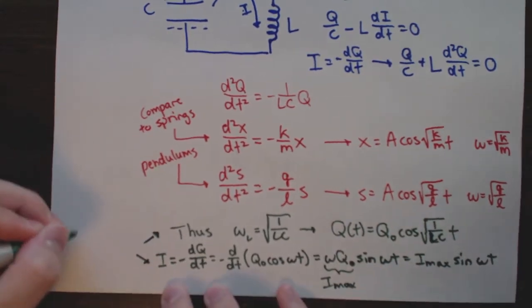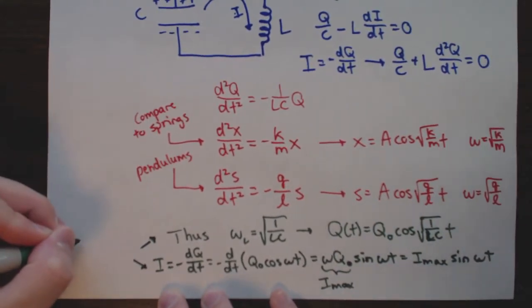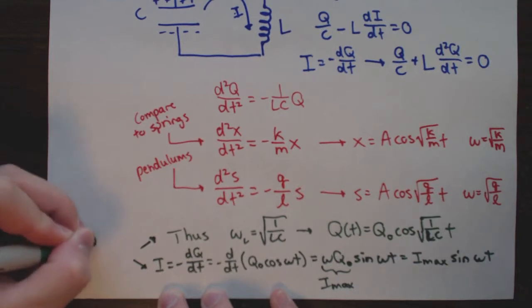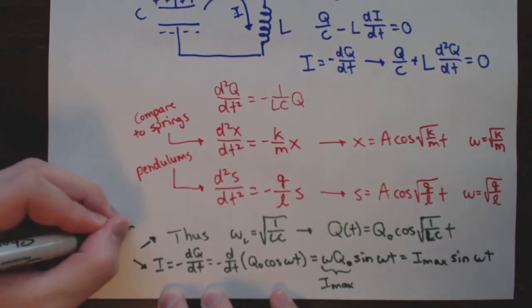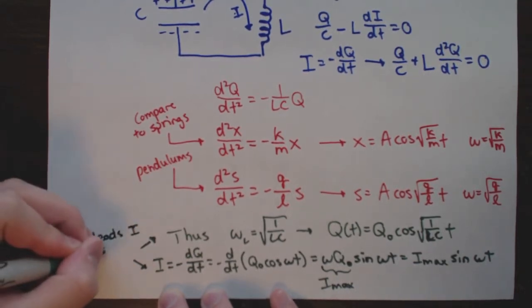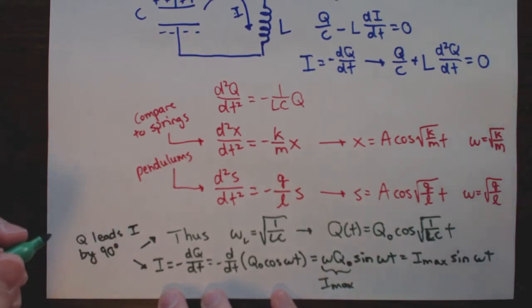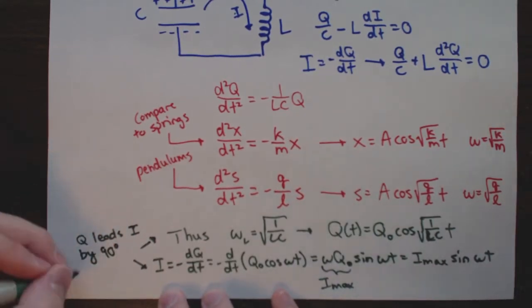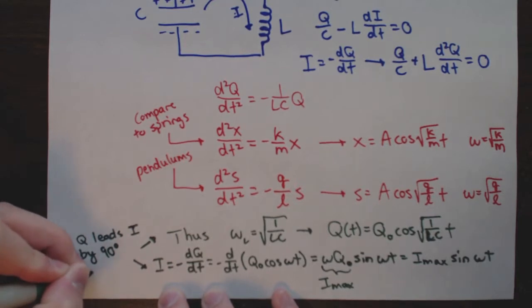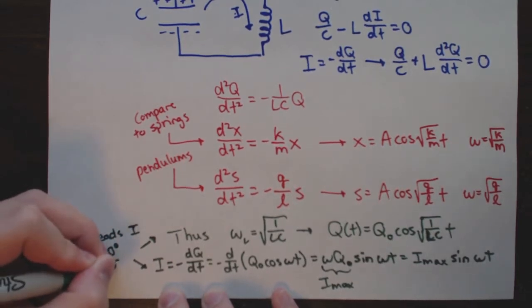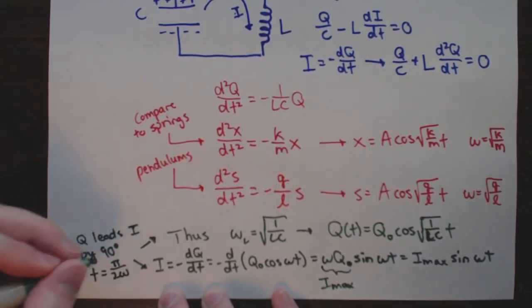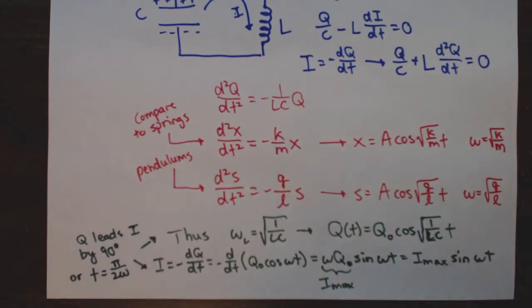And you'll notice that since your current is the derivative of your charge, while your charge will be a cosine, your current is a sine. That means that it is out of phase. It will be 90 degrees. Your current will lag your charge by 90 degrees, or in terms of time, pi over 2 omega.